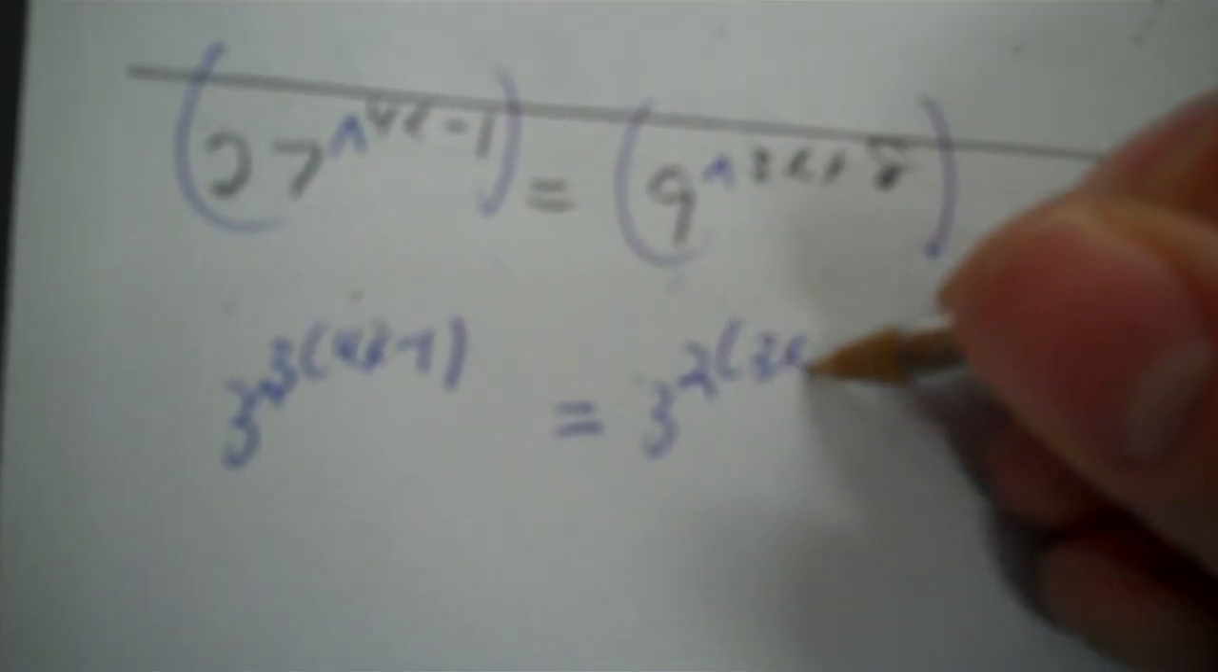Now, we've replaced the 27 with a 3 to the third, and then a parentheses, caret, parentheses 4x minus 1. You replace the 9 with a 3 to the second, and a parentheses with 3x plus 8. Okay, that's how that's going to work. Alright, then the 3's can go bye-bye, and I'm going to have to distribute on both sides. So 3 times 4x, 3 times negative 1, that's going to be 12x minus 3. And over here it's going to be 6x plus 16.